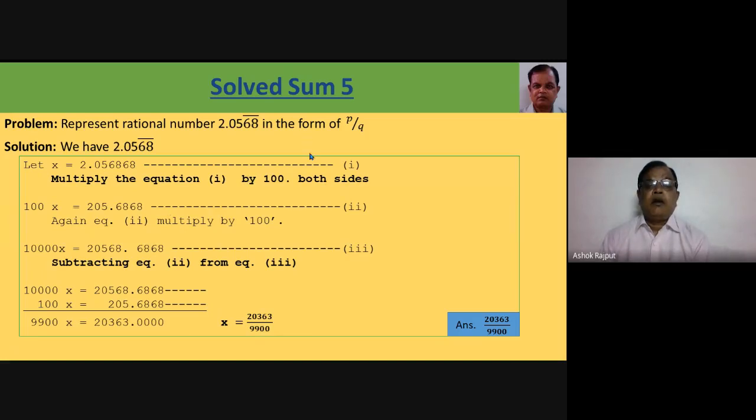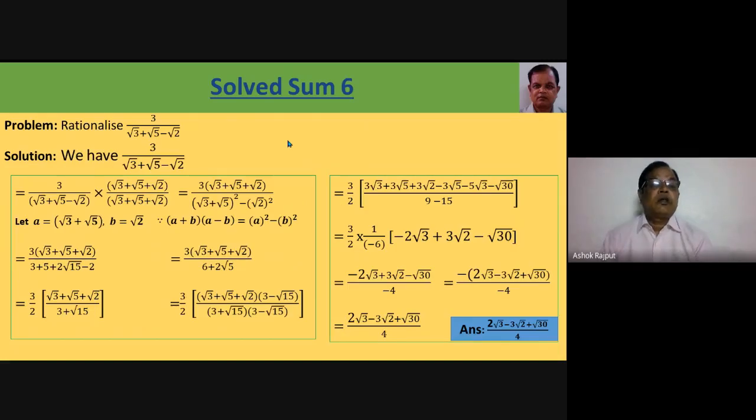If you have any problem, then you will ask again. In the next, I am going to solve the next question, which is a difficult sum than the first. Rationalize 3 by root 3 plus root 5 minus root 3. We are saying it is so difficult, but it is the same working.